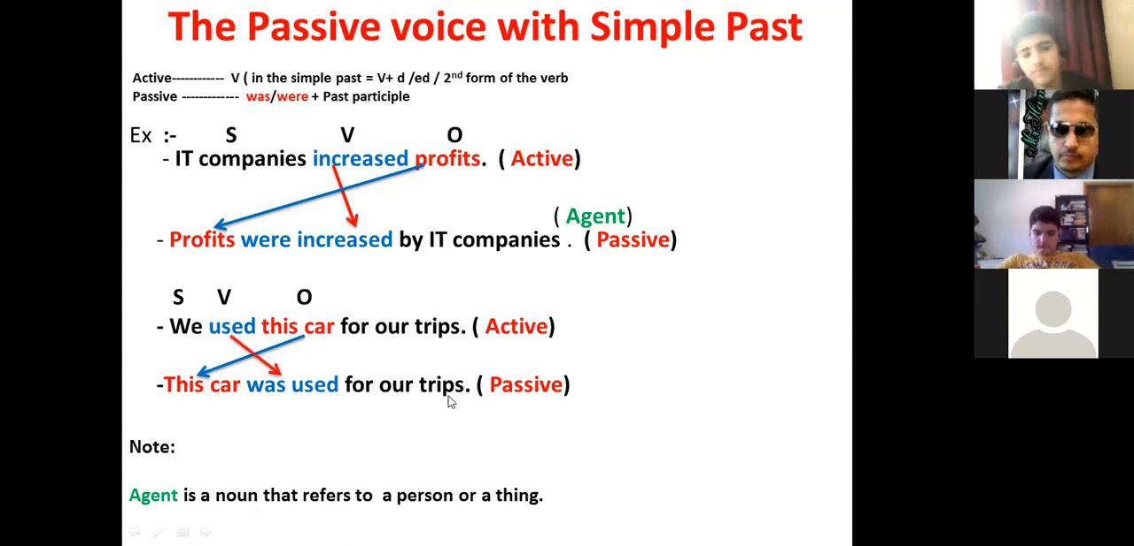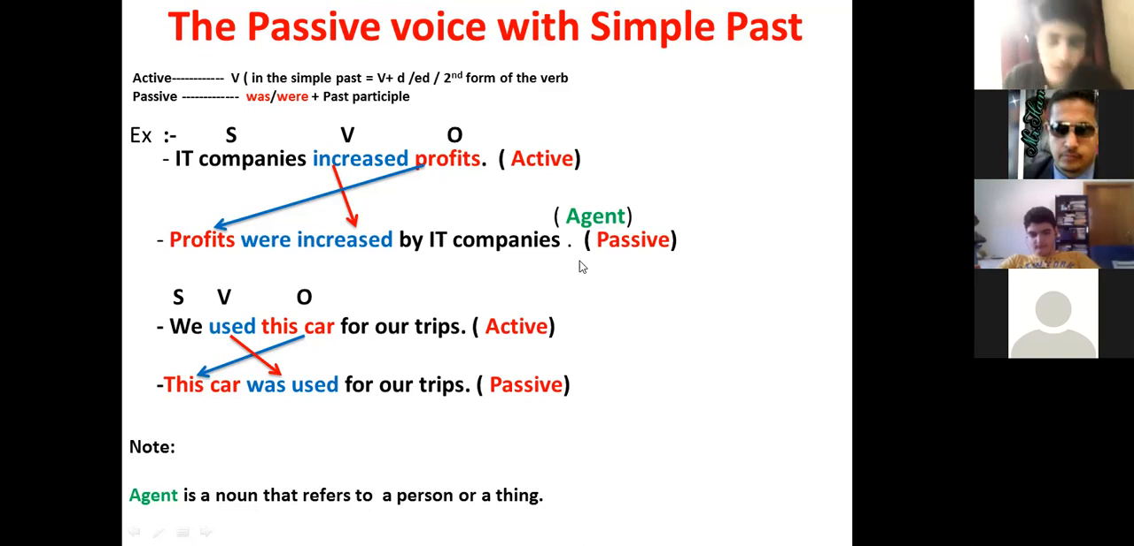For our trips. I didn't write "by us" here because the subject is not known to us. We didn't know the name. But in the first one we know it, IT companies, it is clear for us, so we add "by IT companies". The only difference is that the verb will be past, and the verb to be is was and were, and the subject is different. This is the difference between the simple present and the simple past.